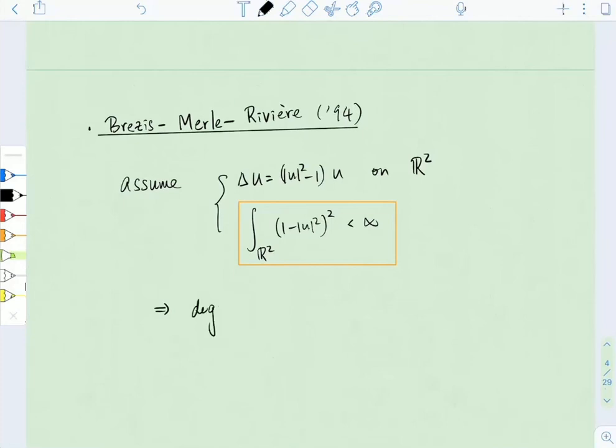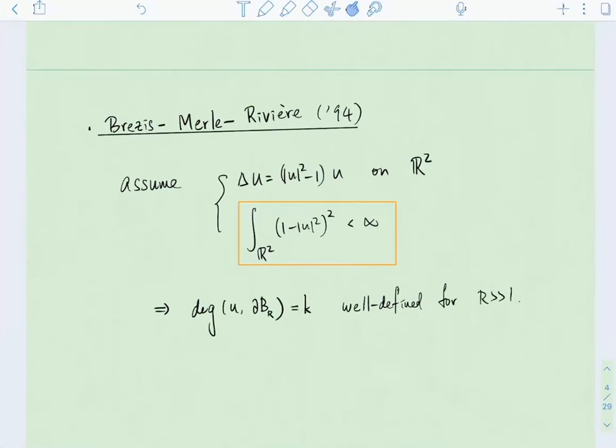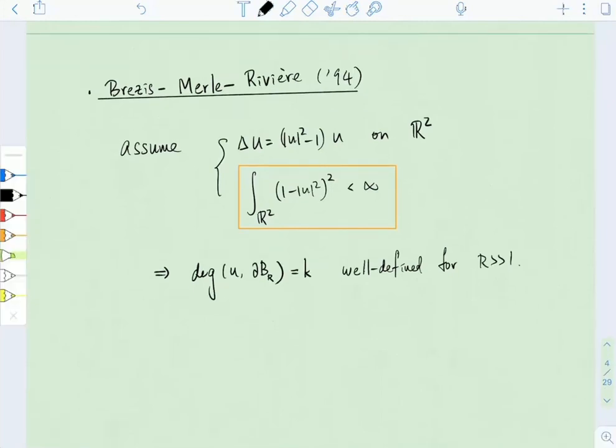So in any case, you can show that the degree of u, remember u is a complex valued function, so you can think of it as mapping into R^2, so the degree on a very large circle is well defined and is fixed, independent of r when r is large. Okay, so now there's a dichotomy. If k is 0, then u is constant.